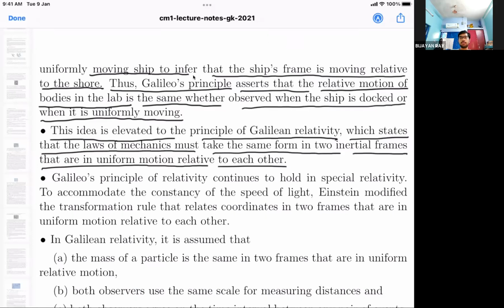But let's be very clear. Galileo is saying something very concrete. What I am saying here is a refined or elevated principle, which we now call the Galilean relativity principle. Galileo was saying something very concrete. You take a ship, you put it in water, you move it fast, you move it slow, you move it uniformly, or you keep it at rest. You do experiments inside, compare them. That's all Galileo is suggesting.